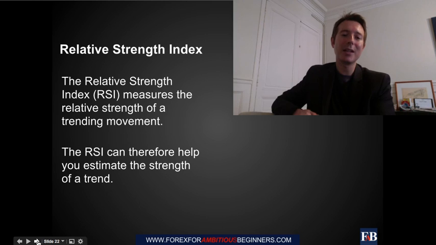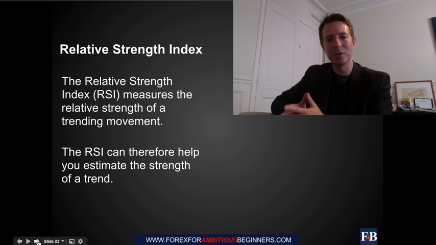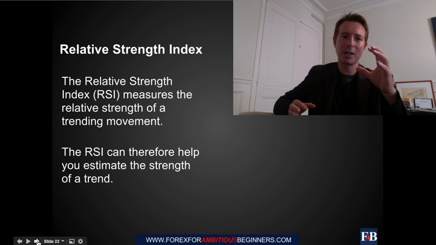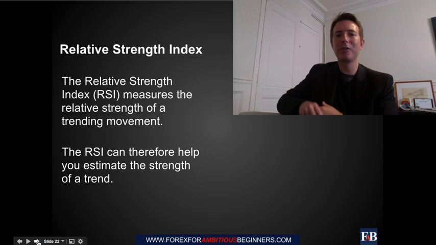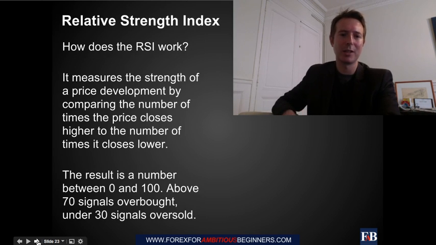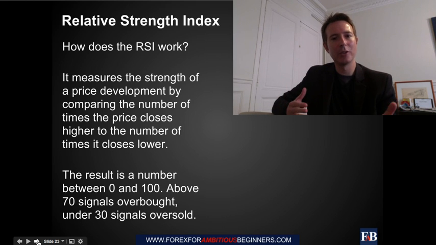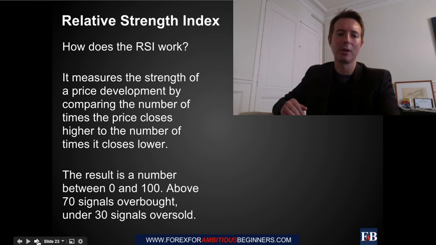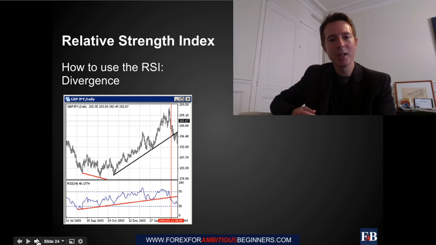Now, the relative strength index, we talked about that earlier, measures the relative strength of a trending movement. So what it does, it says, okay, I'm going to count the number of lower closing prices and the number of higher closing prices, and based on that, I can tell you something about the strength of a trend. Now, the result is a number between 0 and 100, and above 70 signals overbought and below 30 signals oversold. A picture of it here.